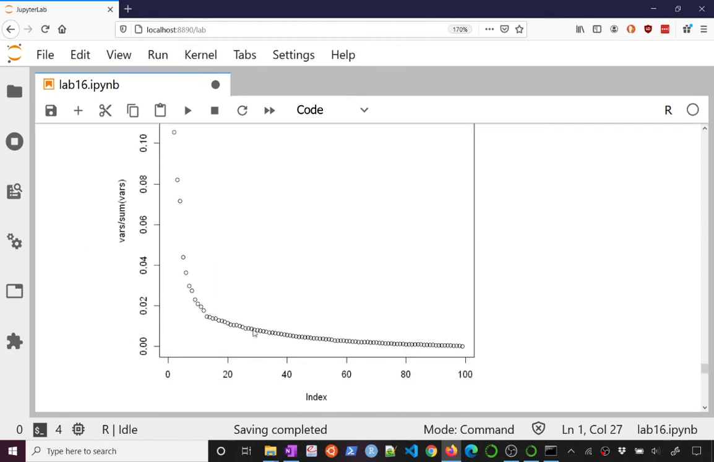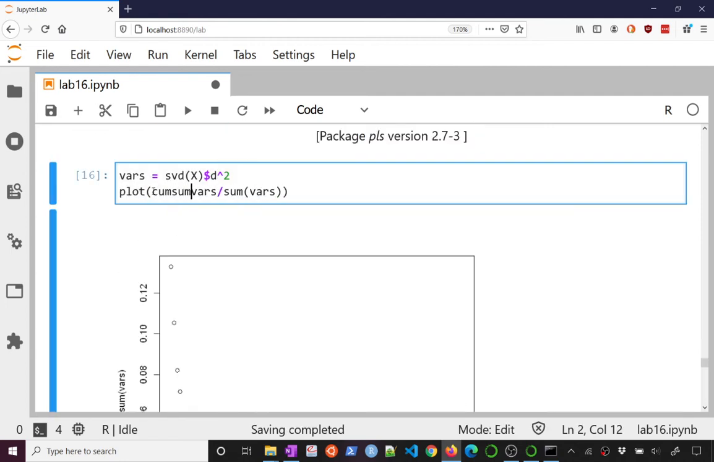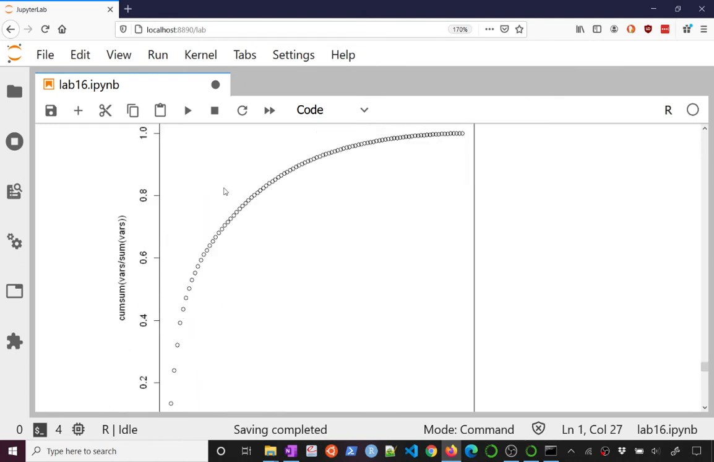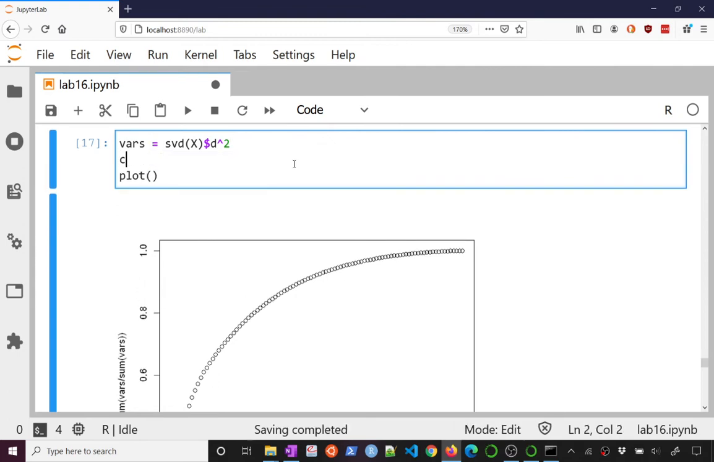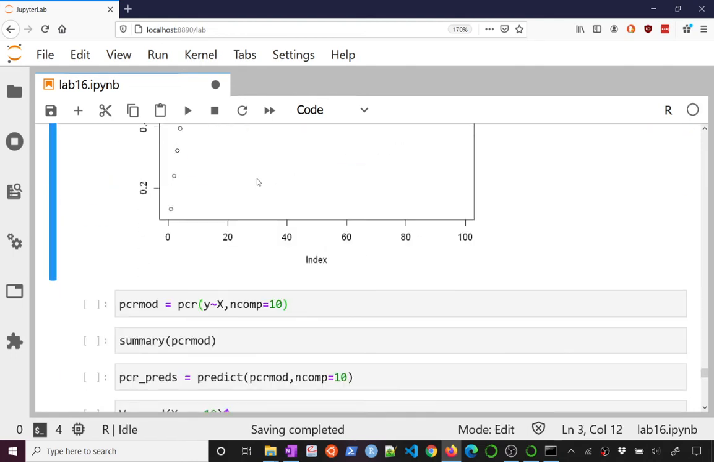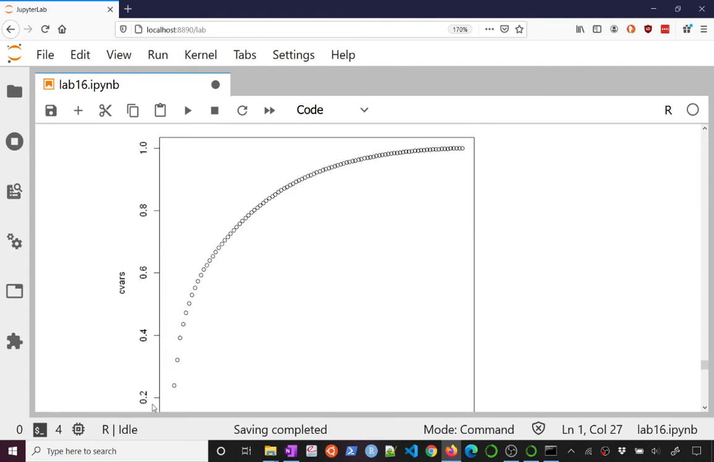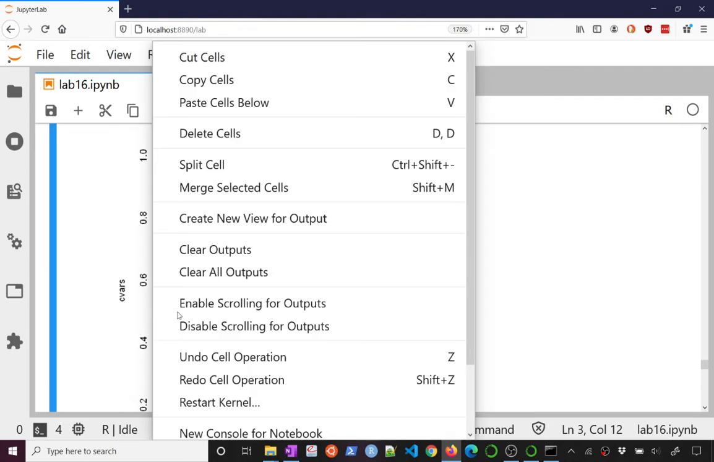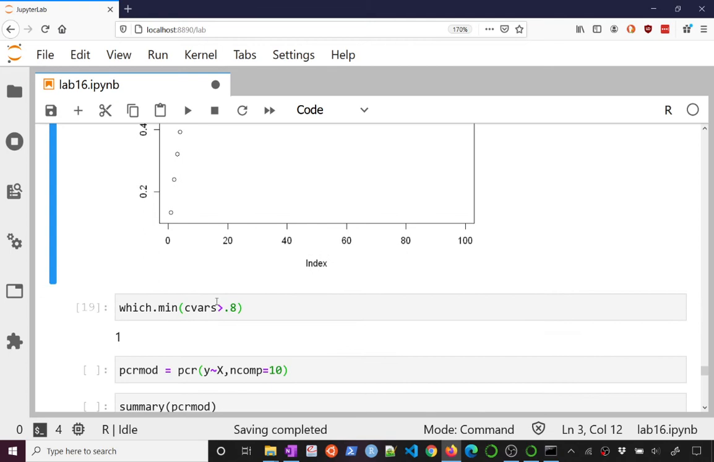So how many components do we need? It looks like there's a bend maybe around there. Let's plot the cumulative sum of the variances. One way that people often choose how many components to retain, because it's a bit of a tuning parameter you can choose, you can actually cross-validate it, is we want to retain a certain percentage of the variance. So if I plot the cumulative percentage of the variance, I can see how many components I need to retain to get, say, more than 80% of the variance in my data.